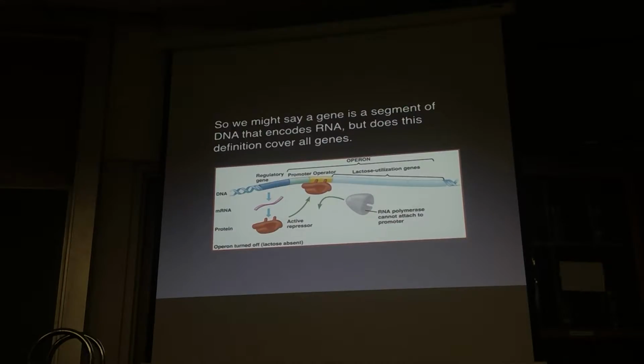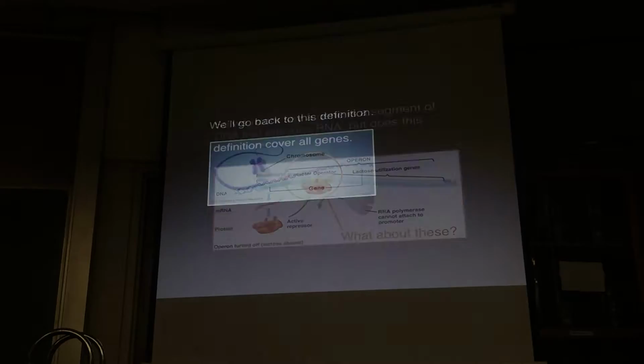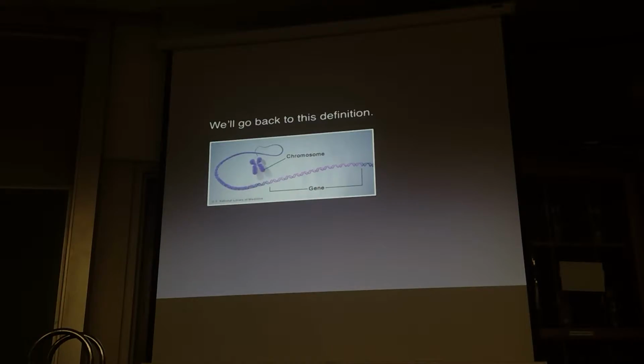Those things, the promoter and the operator, I'm not sure if those are considered genes or not. But maybe they are. I don't know. There are regions on DNA that are called intergenic regions. So there are regions between genes. I'm not sure about those. Anyway, what about those? I don't know. So we'll just go back to this definition.